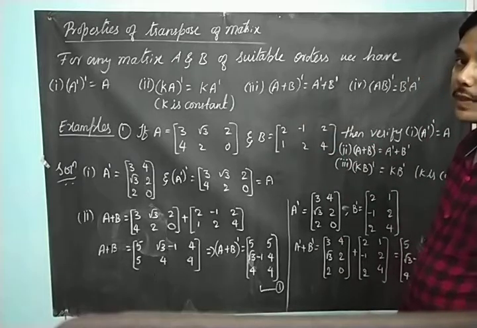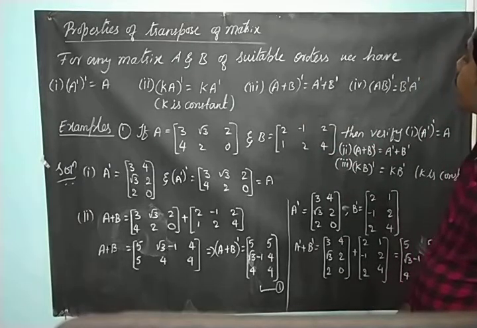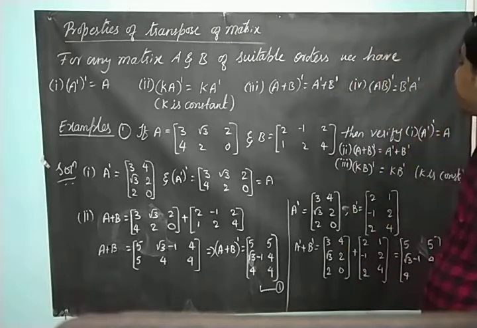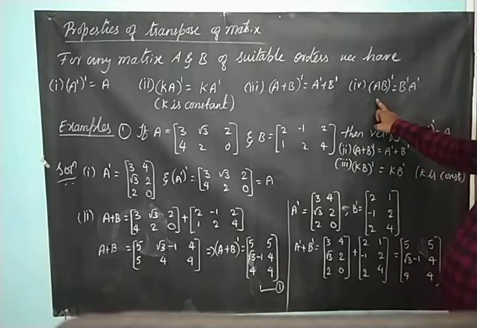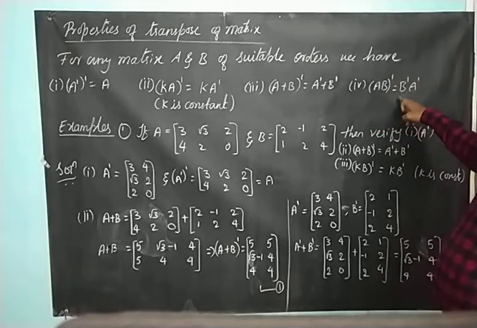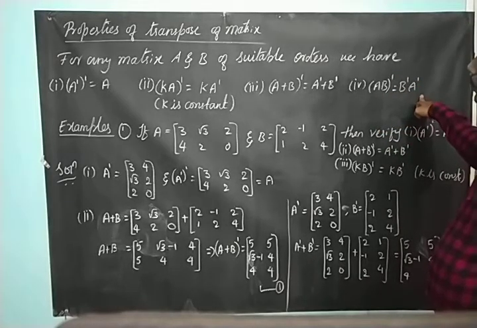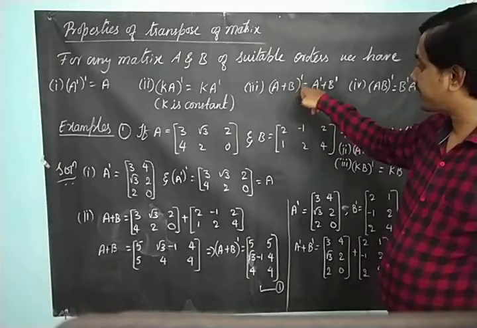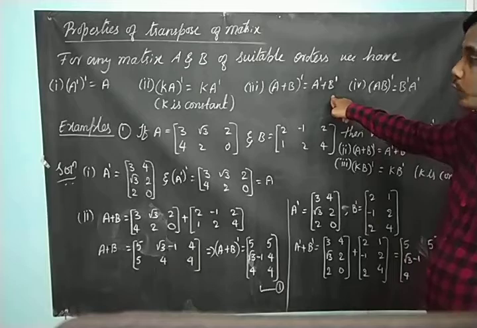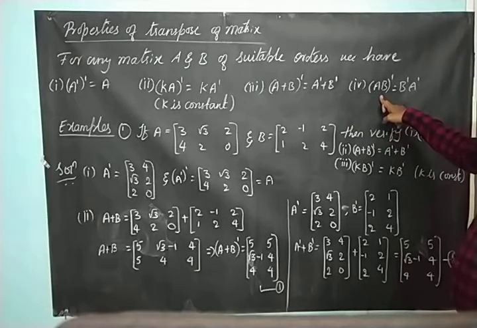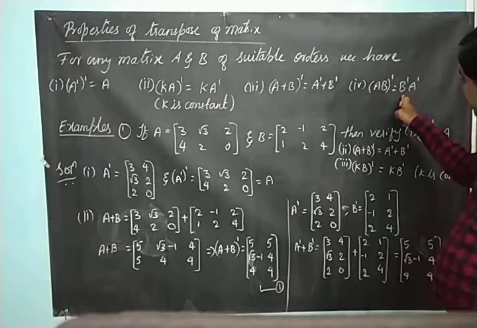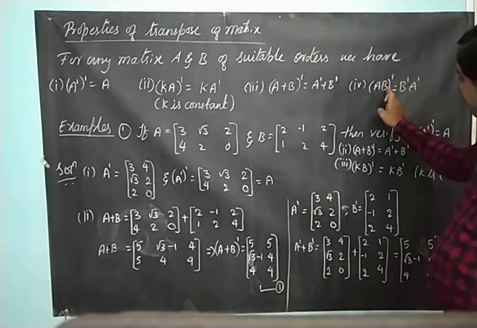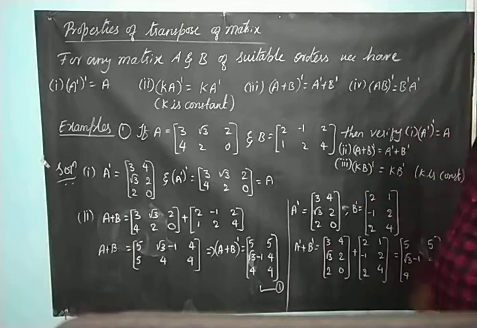Third, A plus B whole transpose will be equal to A transpose plus B transpose. And finally, A into B whole transpose is equal to B transpose into A transpose. Remember this property. When it was addition, A plus B transpose is equal to A transpose plus B transpose. But when it is multiplication, A into B whole transpose is equal to B transpose into A transpose. These are the four properties of transpose of any matrix.